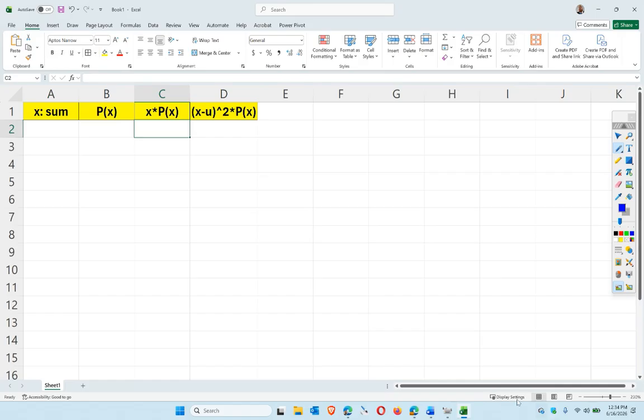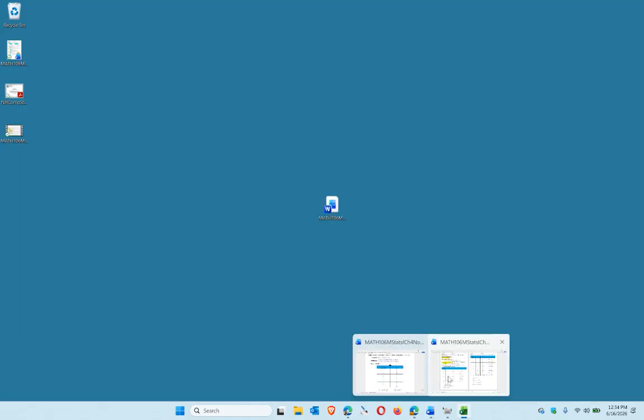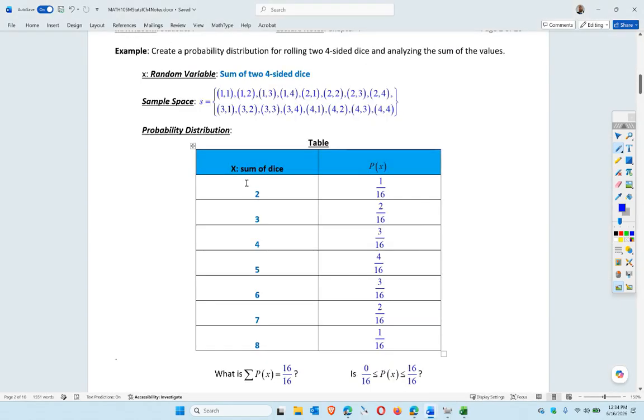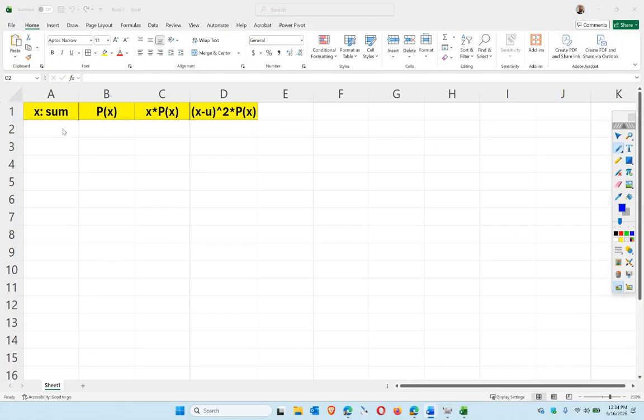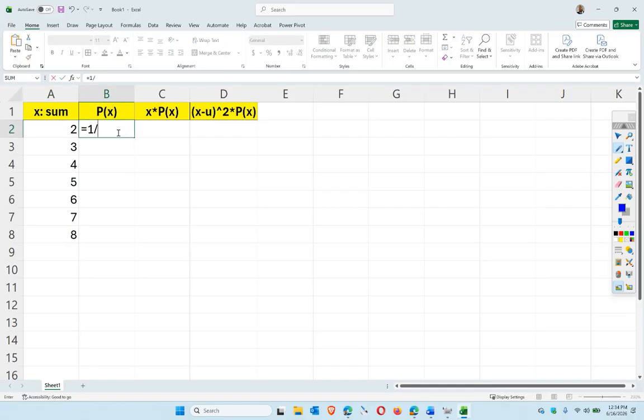If we think about what the possibilities were when we did this, we get 2 through 8: 2, 3, 4, 5, 6, 7, and 8. Because if you get a 4 and a 4, you get an 8, and if you get a 1 and a 1, you get a 2 when you roll those 2 dice. So what's the probability? It's 1/16 for this one. Make sure you do the equals. So this one is equals 2/16.